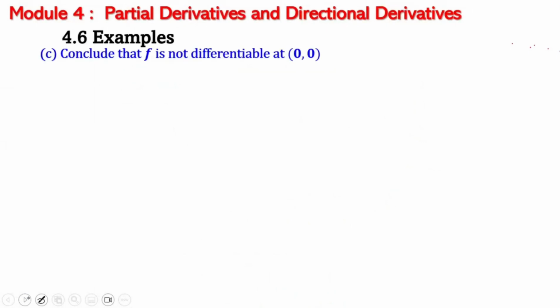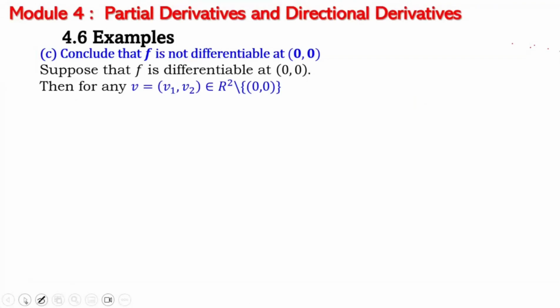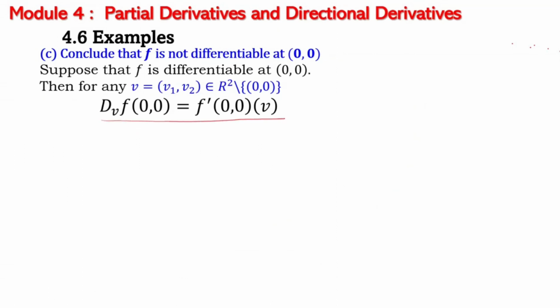Now, the third part is to conclude that f is not differentiable at (0,0). For that, we'll show it by contradiction. So we assume that f is differentiable at (0,0). Since it is differentiable, then for any v, the directional derivative exists, and it is related to the derivative of the vector function by this relation. So it is equal to f'(0,0)v.